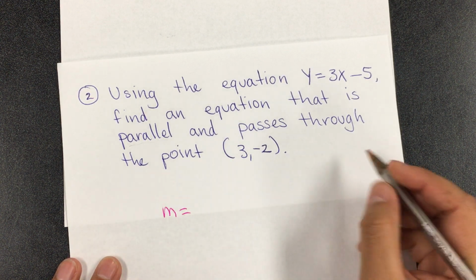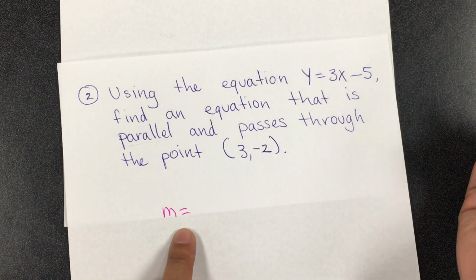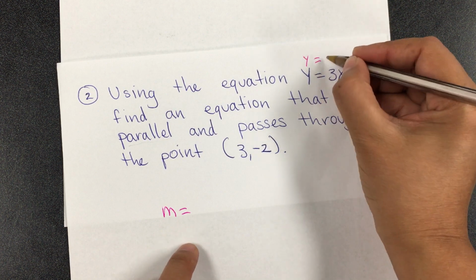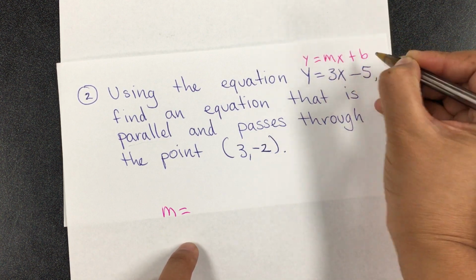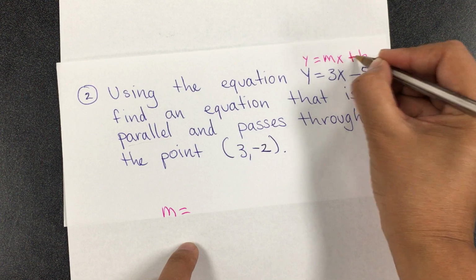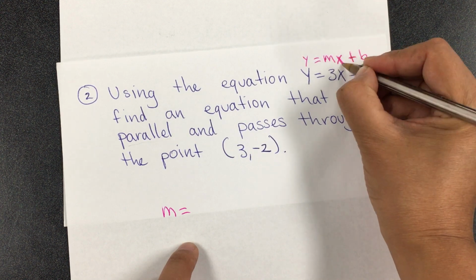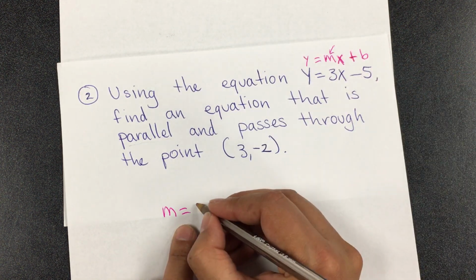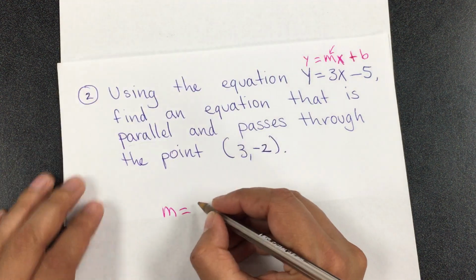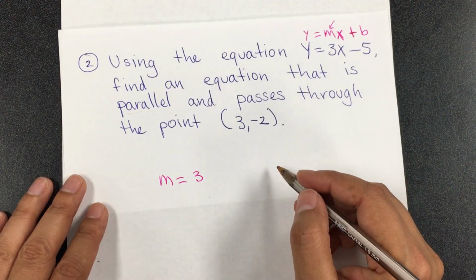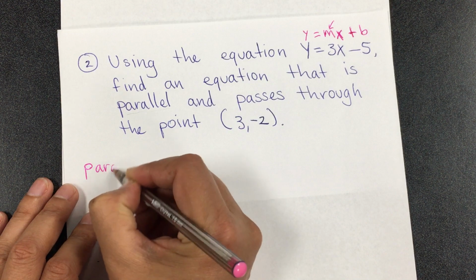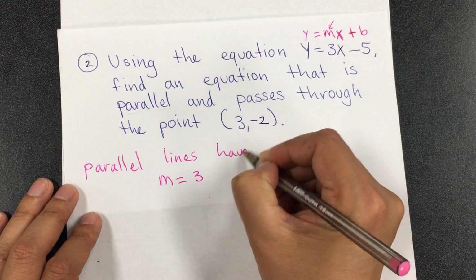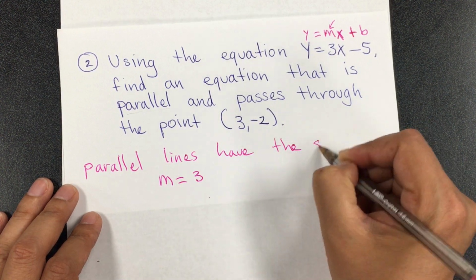Okay, the slope. The slope is m. Remember that we can find it in the equation because it's in the format of y equals mx plus b. And in here, the sign just means that it might be positive or negative, okay? But the slope is that number right there, the coefficient of x. So the slope for this line is 3. The other thing that we need to know is that parallel lines have the same slope.